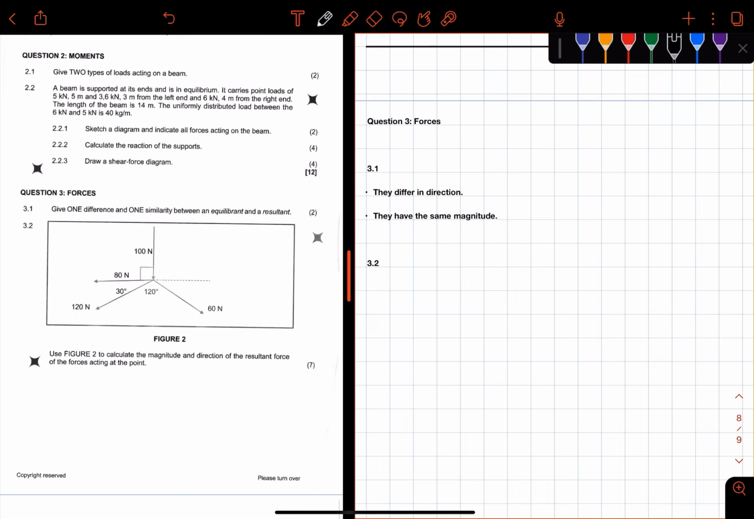Right. Question 3.1. Give one difference and one similarity between an equilibrant and a resultant force. Now, this one is pretty easy, pretty straightforward. It's 2 marks. They want us to determine one difference and one similarity between a resultant and an equilibrant. Right, so the difference is that they differ in direction. And then the similarity is that they have the same magnitude. Pretty simple, pretty straightforward, right?